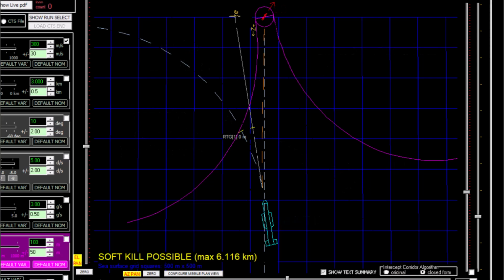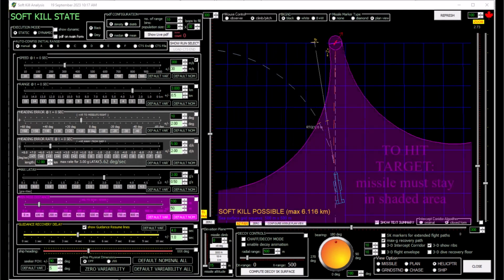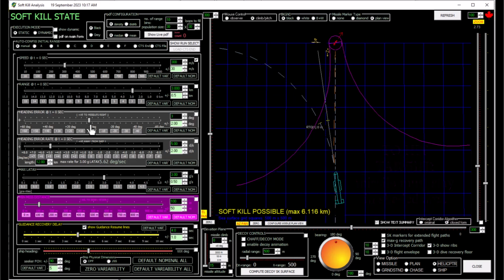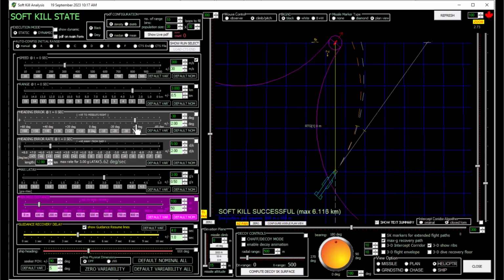In order for the missile to hit the ship, the missile must stay inside the intercept corridor throughout its flight. As the missile heading changes, the corridor swings around. It looks like this.